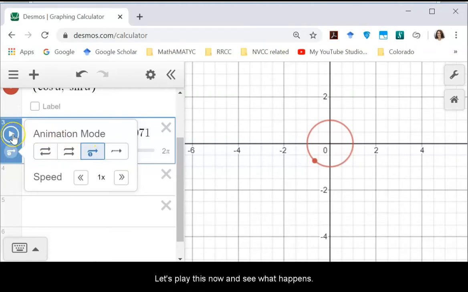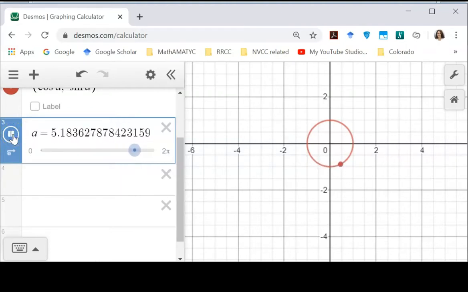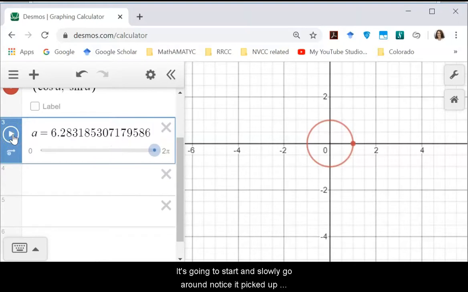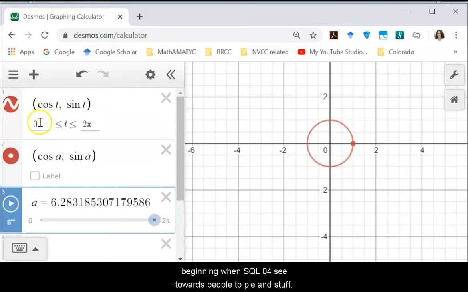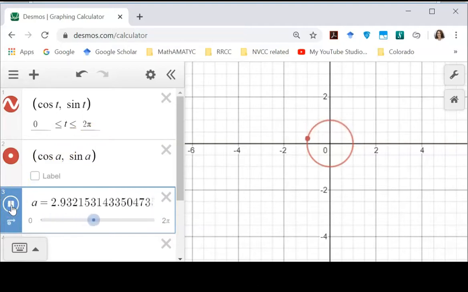Let's play this now and see what happens. It's going to start and slowly go around. Notice it picked up from where it left off. If I click play again, though, it's going to start back at the beginning when t equals 0, proceed towards t equal 2 pi, and stop. Let's watch. Focus on the circle. There it goes. Going around and stop.